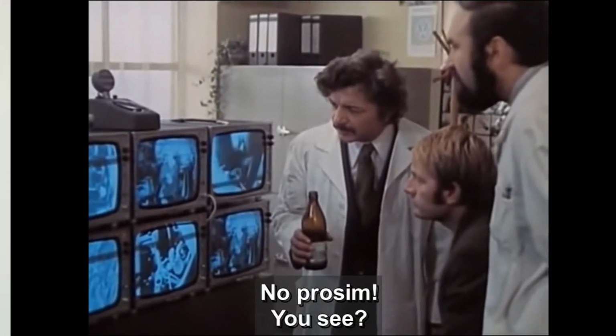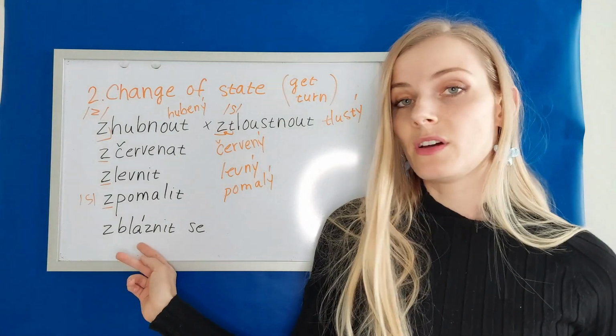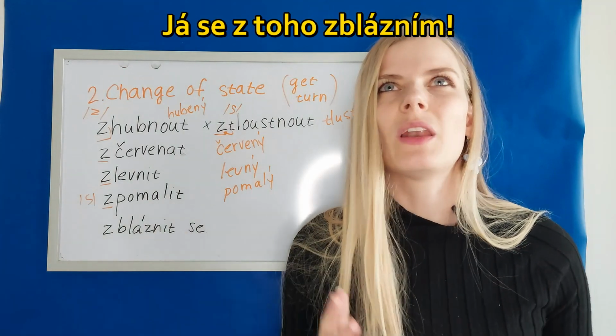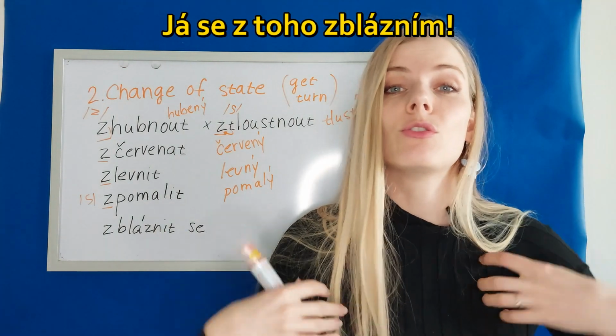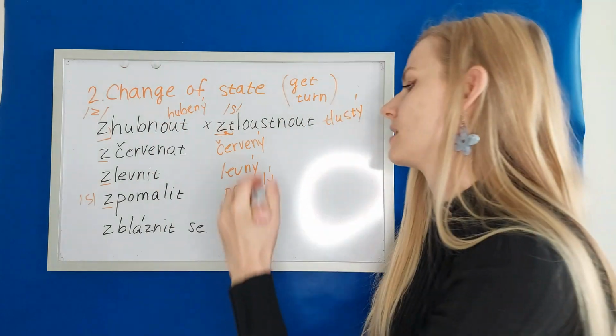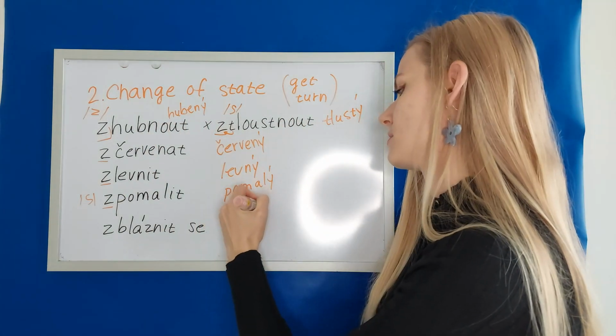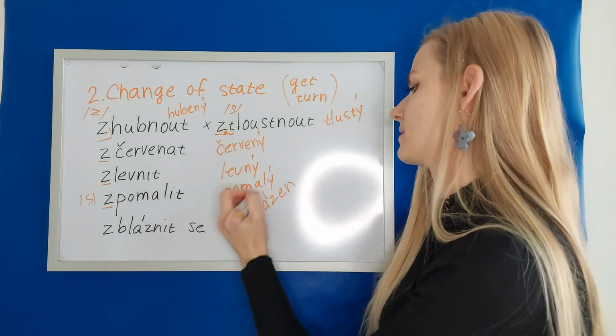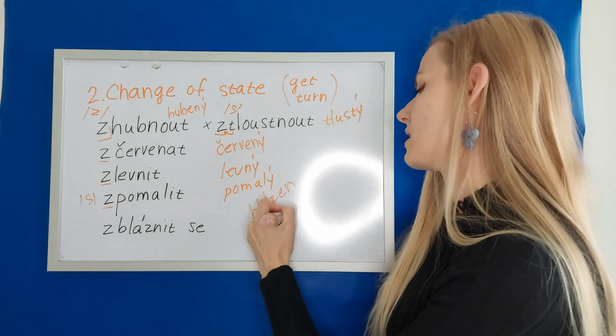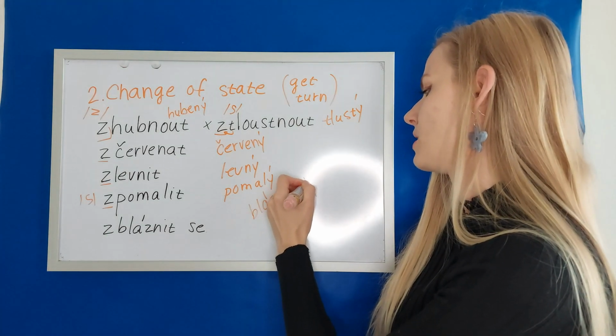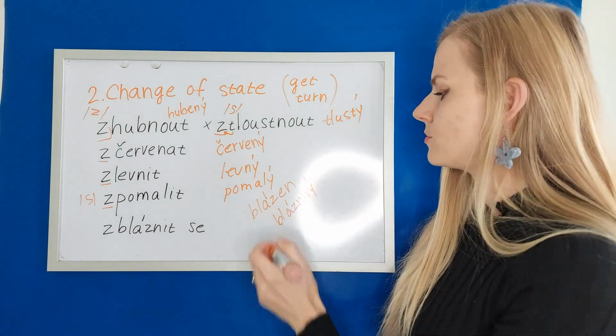No prosím. Můžete to po mně zopakovat? Já se z toho zblázním. And this actually comes from a noun blázen, fool. Also you could say bláznivý, the adjective bláznivý, crazy, foolish.